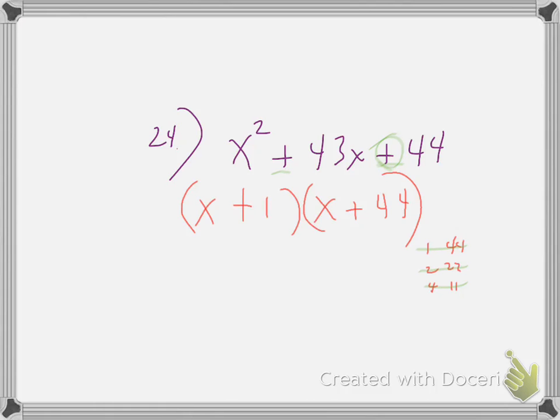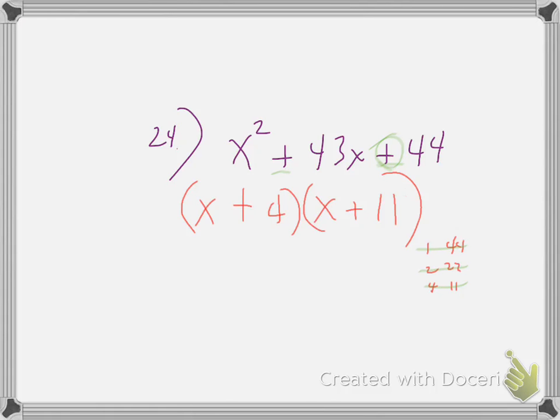The 4 and 11. So, this is a problem. But, you know, it happens sometimes. So 2 and 22 didn't work. When you FOIL it, you'll see you get 24x in the middle. And likewise, the 4 and the 11 doesn't work. That'll give you 15x in the middle. If you don't believe me, FOIL it out. So none of them work.